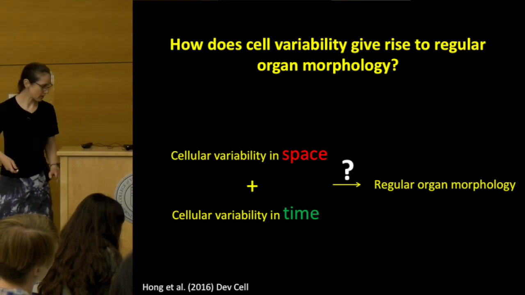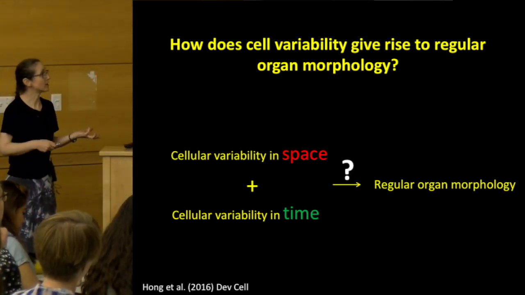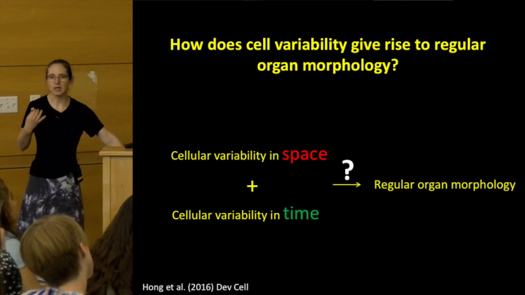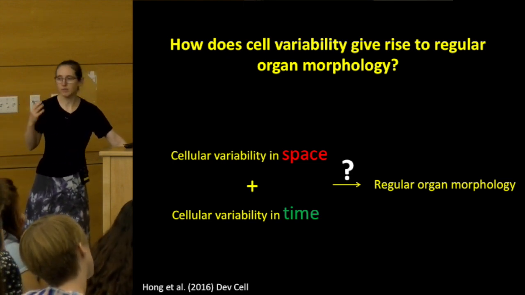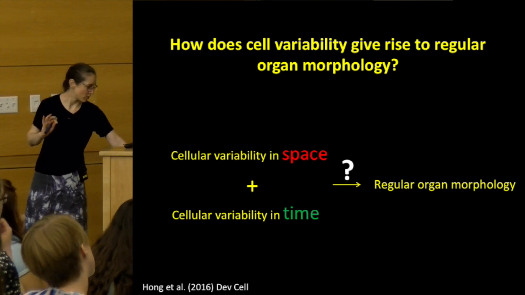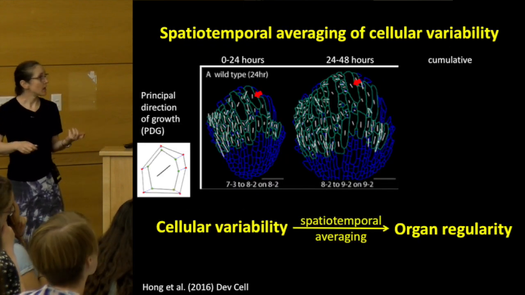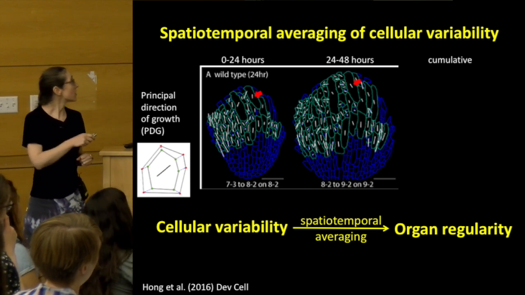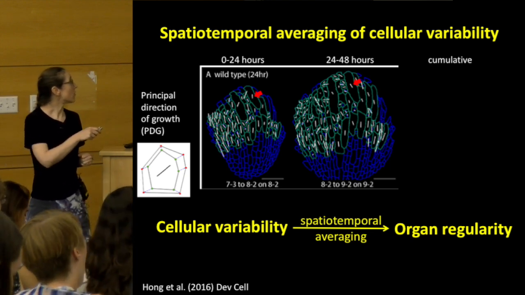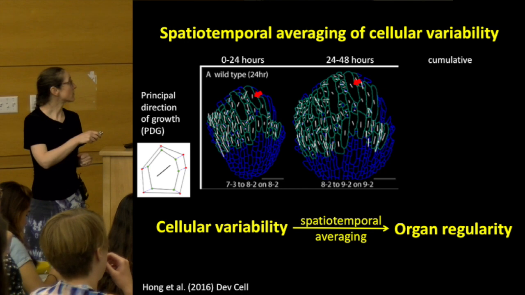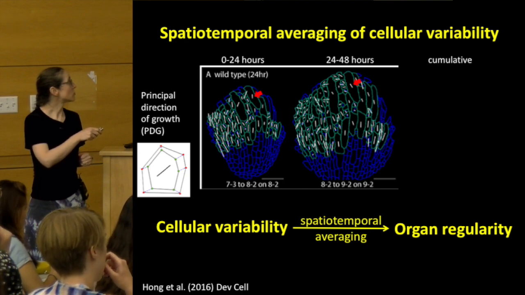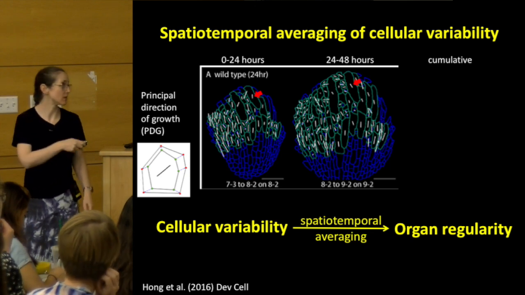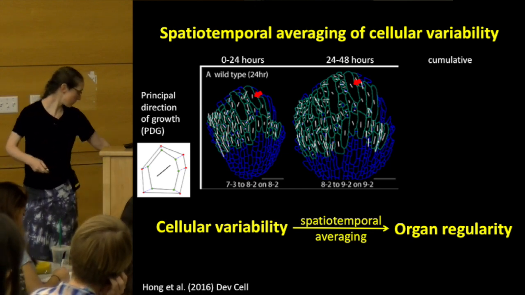OK, so how does this all work? We've got cellular variability in space and time giving us regular organ morphology. And we wanted to understand how this happens. And I've mentioned averaging to you. So we wanted to look at averaging. And to do this, we looked at the principal direction of growth. So here's a cell in green, and it grows to be this outline in red. And it's growing mostly in this direction. So we've got a principal direction of growth, the major growth axis of the cell. We'll draw it on with a little line.